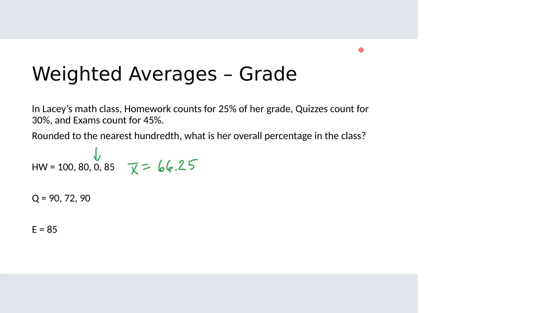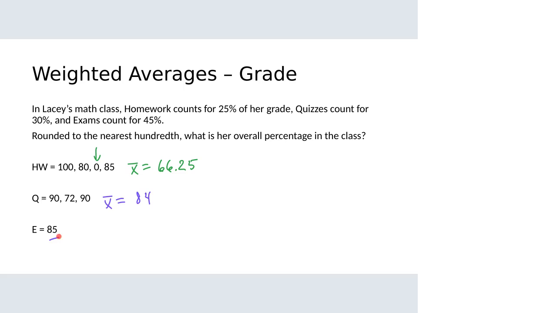For quizzes, we've got 90, 72, and 90, and we'll divide that by 3. 90 plus 72 plus 90 is 252. Divided by 3 is 84. And then there's only one exam score, so we don't really need to calculate the mean. It's already kind of sitting there for us.